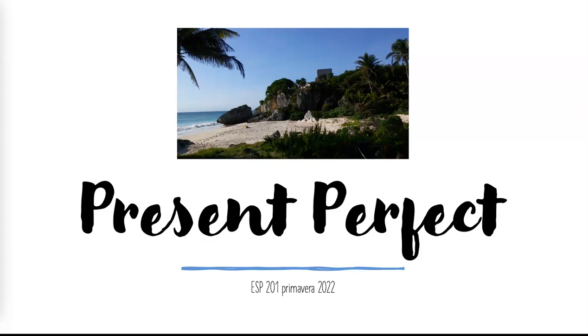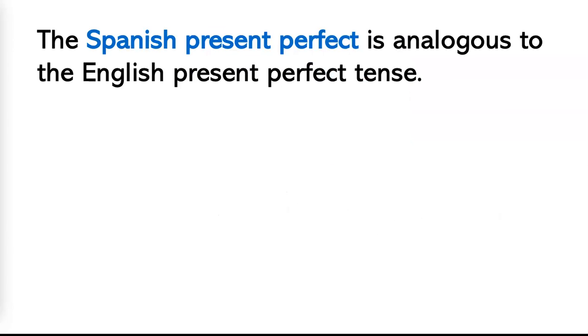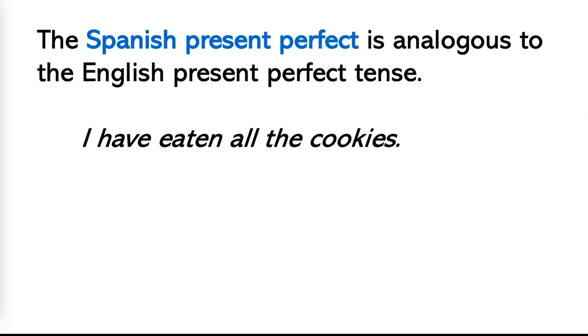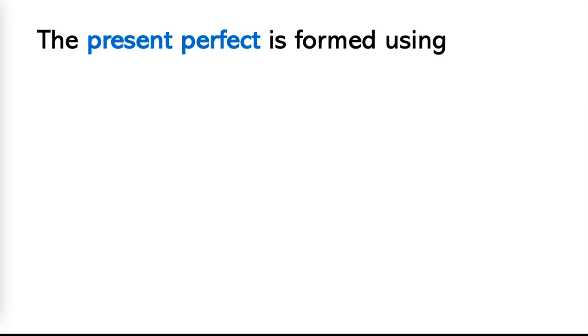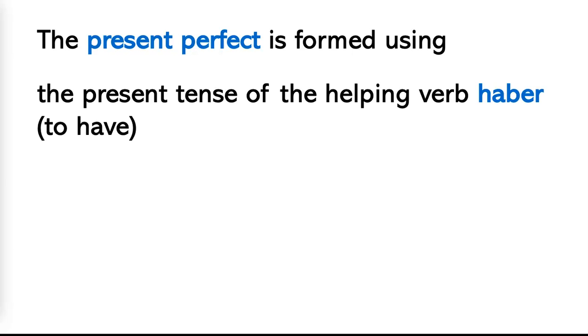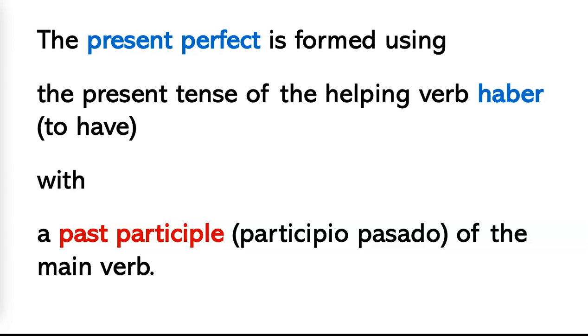Today's video is on forming the present perfect. The Spanish present perfect is analogous to the English present perfect tense. I have eaten all the cookies. He comido todas las galletas. The present perfect is formed using the present tense of the helping verb haber, which means to have, with the past participle of the main verb.